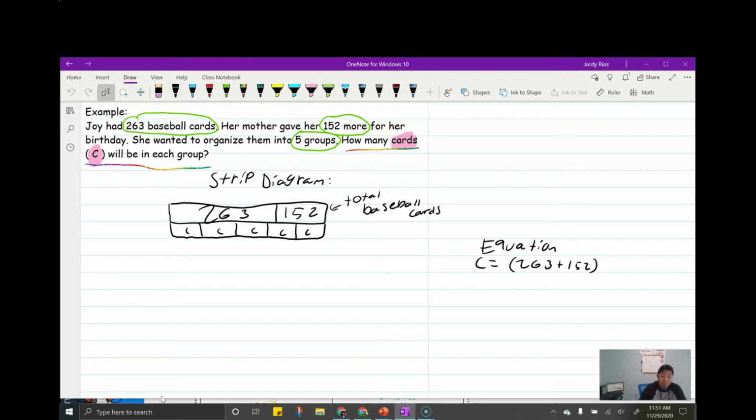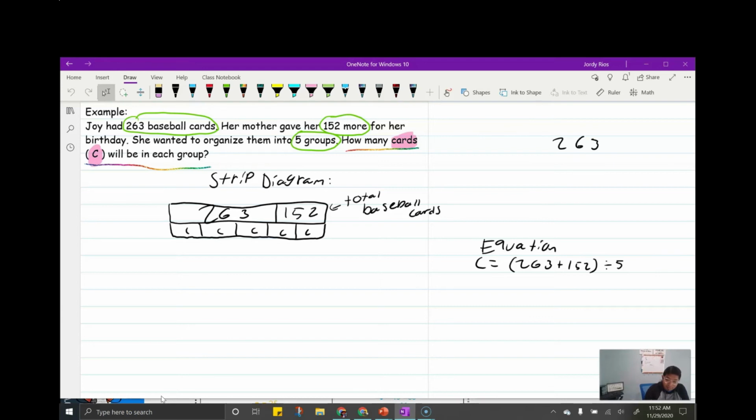Okay, I'm gonna put these in parentheses because I'm gonna need to do this by themselves. Good. And then what do we do with the groups of 5? Good, divide by 5 because I need to know how much are in each one. So the reason why I'm not gonna do the whole thing is because I need to do everything step by step. Remember, that's why I put in parentheses, which is little brackets, the 263 plus 152. Let's go ahead and add that.